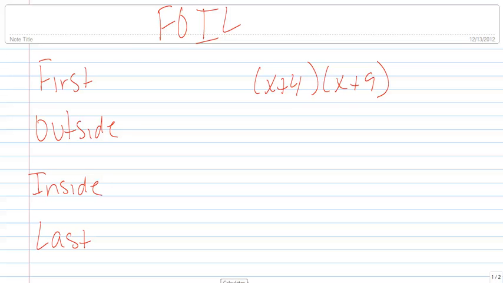Hi, it's Mrs. Mallet, and today we're going to talk about FOIL. FOIL stands for first, outside, inside, last. And this is the way that you're going to multiply two binomials together. You're going to follow this order. So I have my example here, x plus 4 times x plus 9.